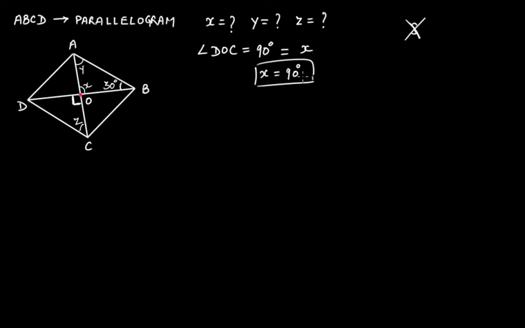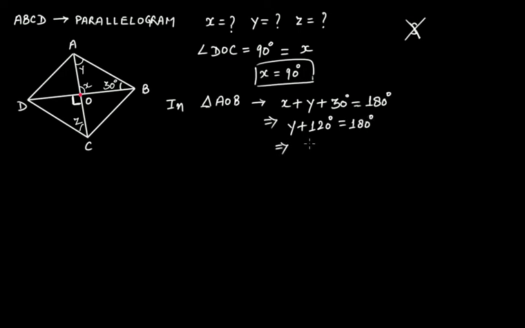So if X is 90 degrees, now if you look at this triangle AOB, then in triangle AOB, X is what? 90 degrees. So X plus Y plus 30 degrees will be equal to what? 180 degrees. And from here you would know the value of X, that is 90 degrees. So this becomes Y plus 90 plus 30, which is 120 degrees, is equal to 180 degrees. And if you solve it, you get Y is equal to 60 degrees.